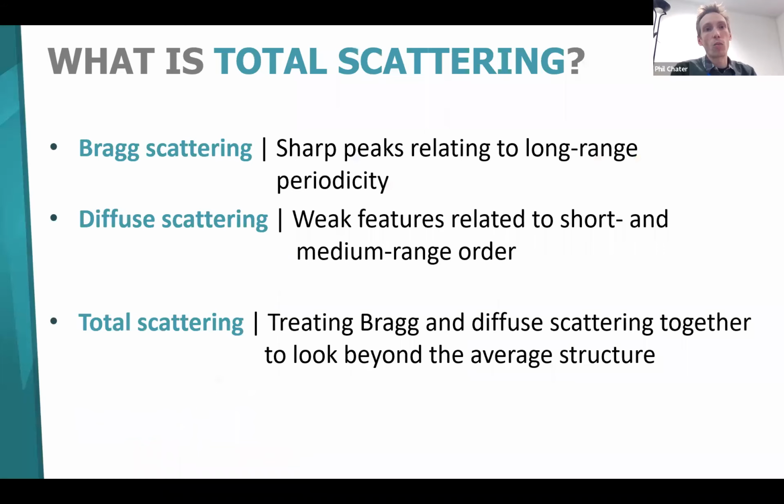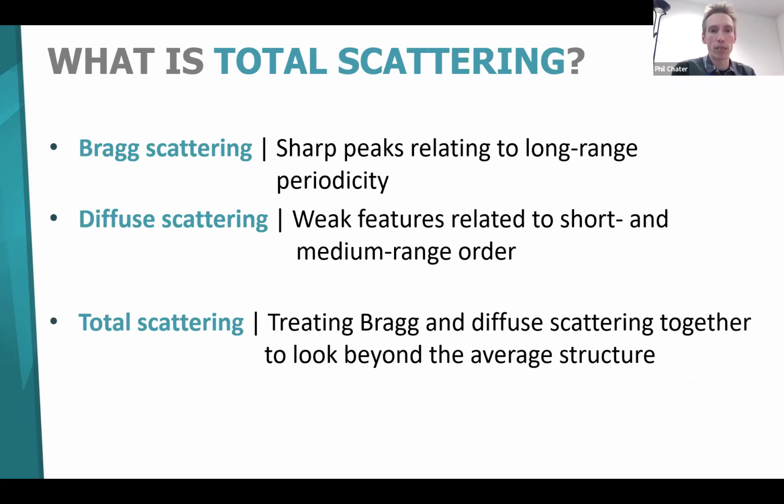So now we're going to go on to what total scattering is and how it relates to the pair distribution function. Total scattering is made up of Bragg scattering, which is our sharp peaks in our diffraction pattern, and they're due to long-range periodicity in our system. By long range, I mean many, many unit cells long, repeating crystallographic arrangements of atoms. We then also have diffuse scattering, which gives us very weak features that lie well below the Bragg peaks, and they're related to the short and medium range order in our system.